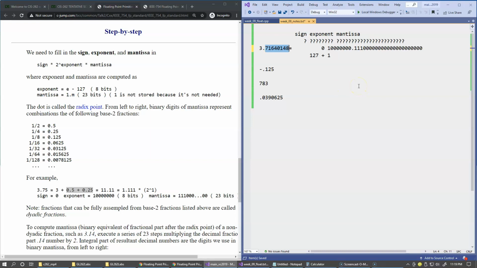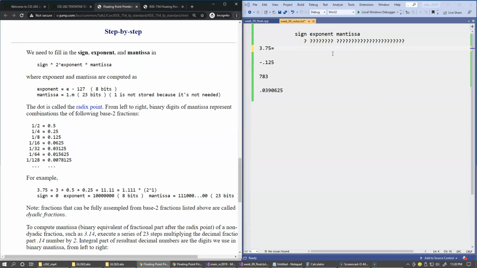So let's go to 0.75. Let's get rid of this previous result and start over again, step by step. Step number 1, you take the integral part and convert it to a binary number. So 3 is binary 11. Then it's a binary fraction, so we create a radix point right here. And now we're going to compute mantissa. So I'm just going to copy and paste those question marks.